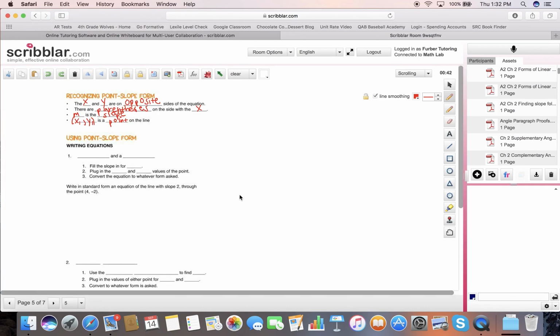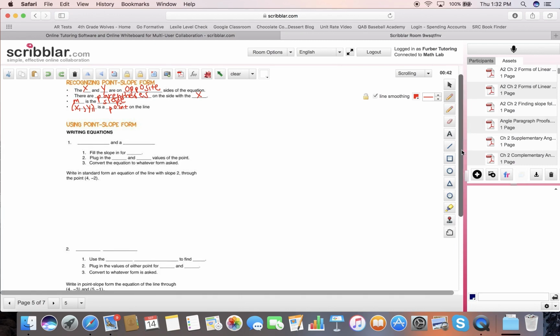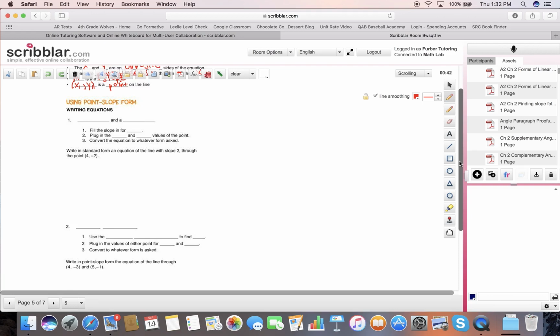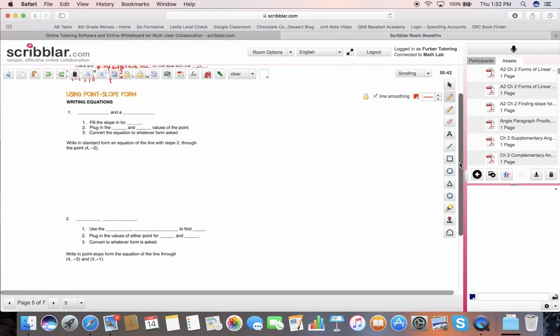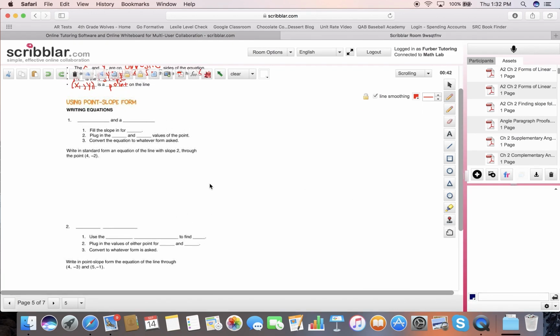All right, so let's move on to why we use point slope form. Notice I don't have any graphs on this page because we don't use point slope form to graph. We use point slope form to write equations, and we can do it in two instances. Here's number one, and here's number two.